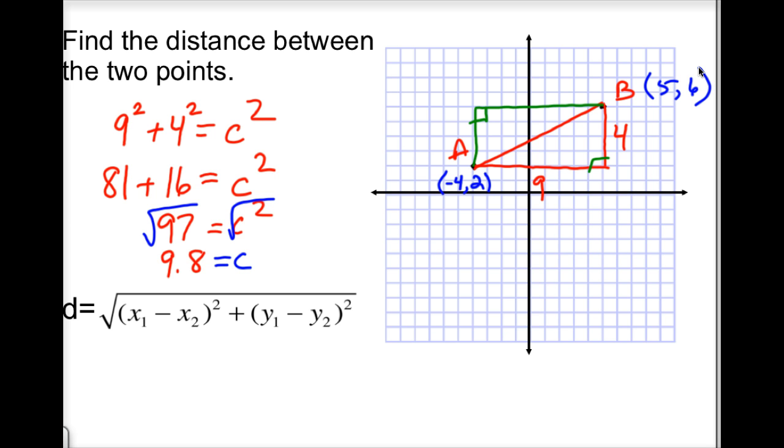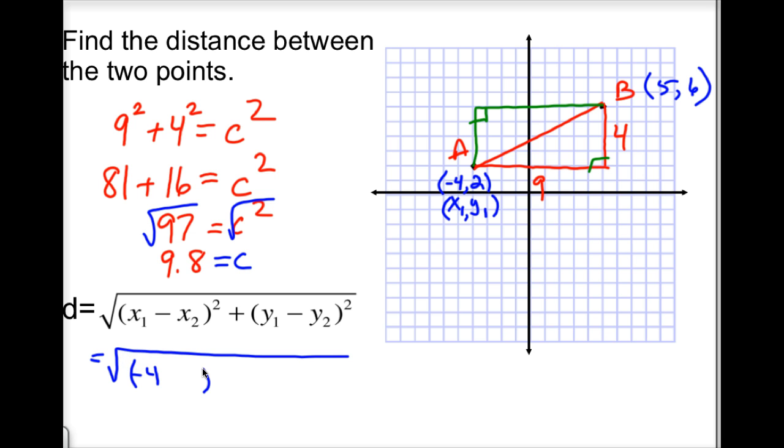And so using the idea of this formula, this x sub 1 really means from the first point, y sub 1 means from the first point. So the first one, x sub 1, y sub 1, that's this point here. So I'm going to plug that in.